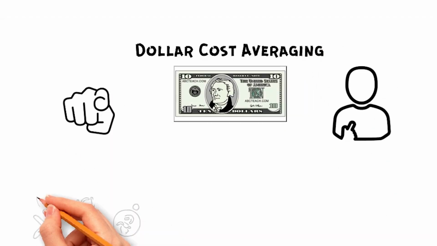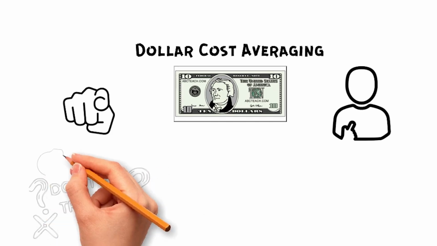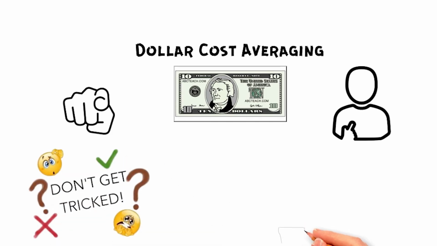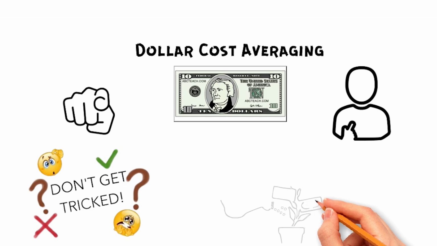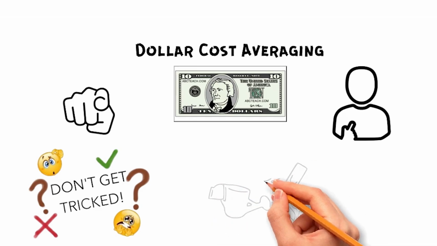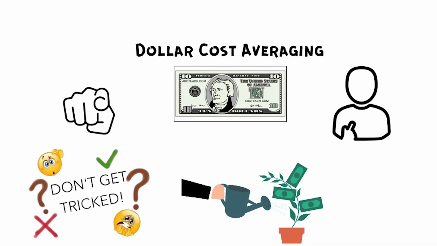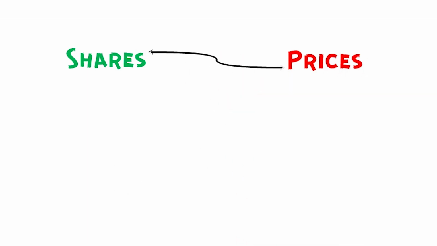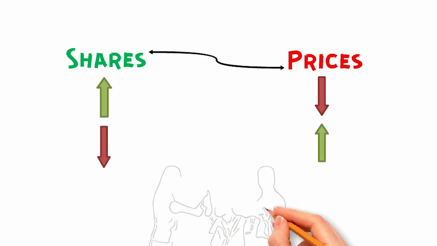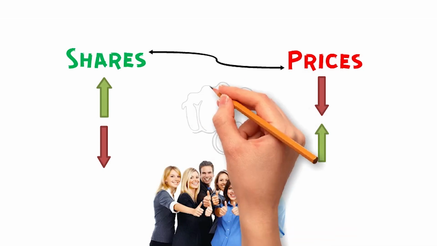Don't be tricked into thinking that you can buy at the lowest point and sell at the highest point. Instead, keep investing the same amount regularly and increase the contribution when your financial situation gets better. You will get more shares when prices are low and fewer when they are high. Lots of people have succeeded with this method, and you can too.